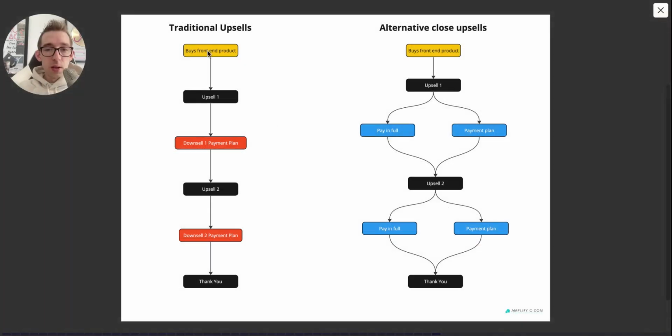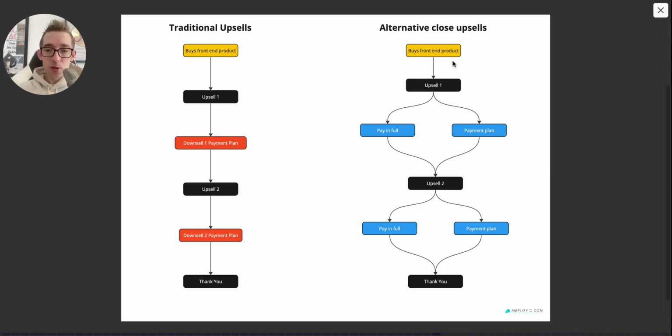So you'll see the traditional method: people buy the front end product, they go to upsell 1, then maybe they go to a downsell 1 payment plan, then they go to upsell 2, then they go to downsell 2 payment plan, and they go to the thank you page. Oh my God, so many steps. Don't like it, right? It's not a great buying experience.